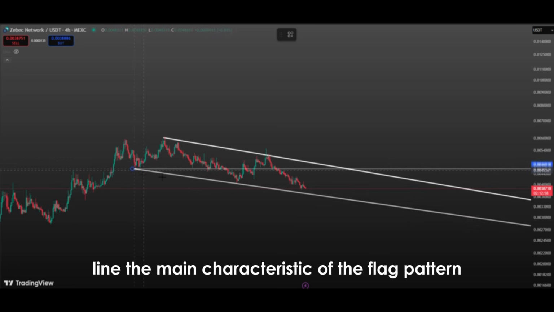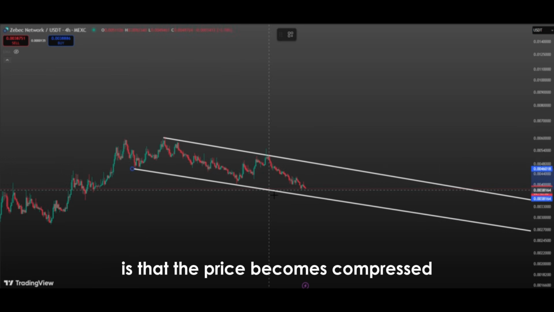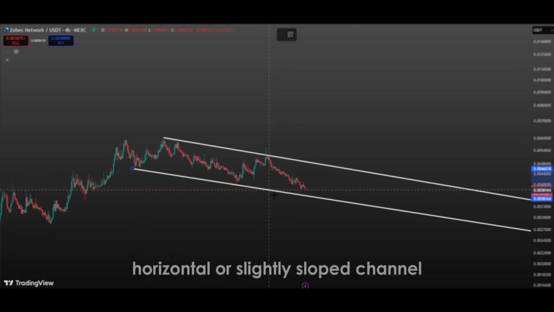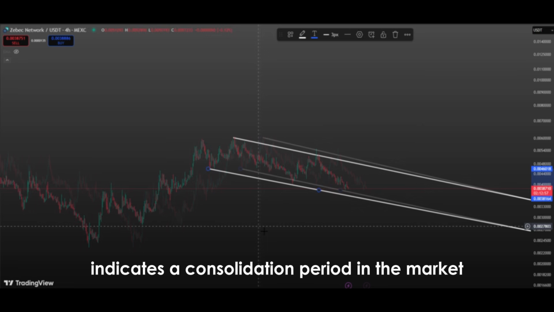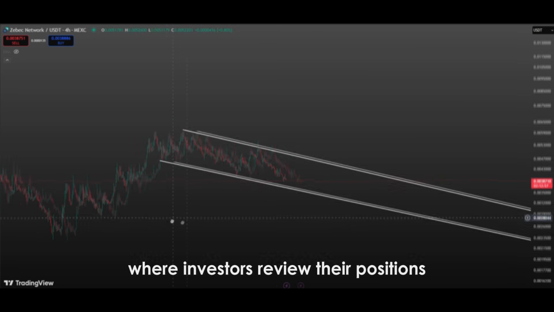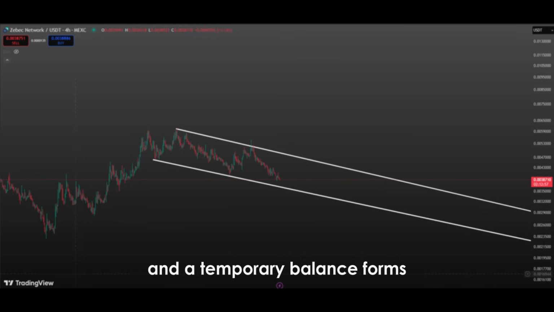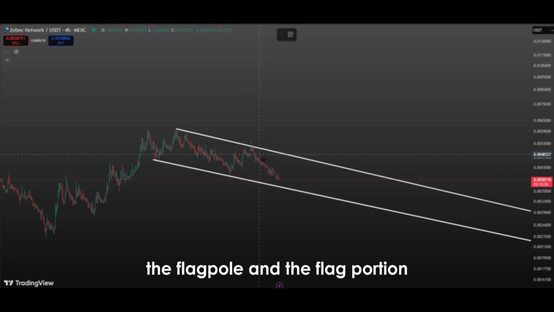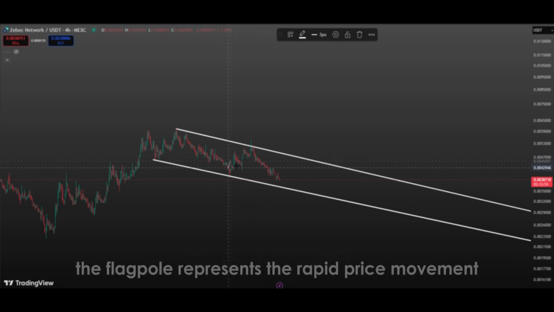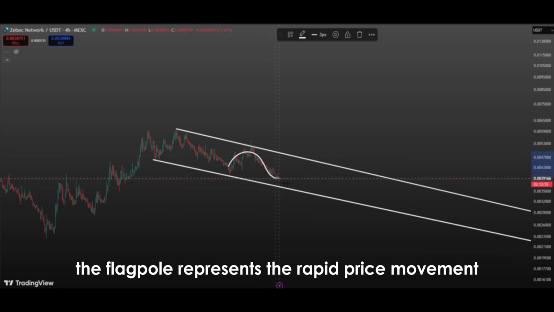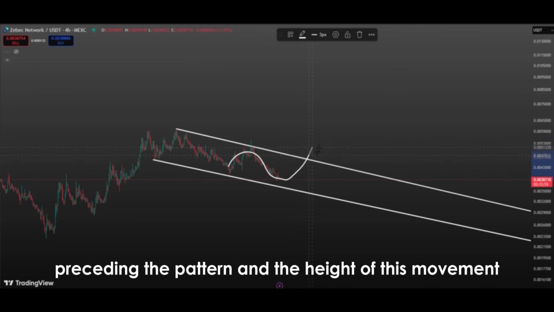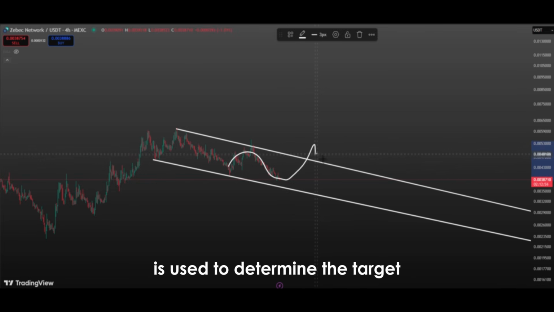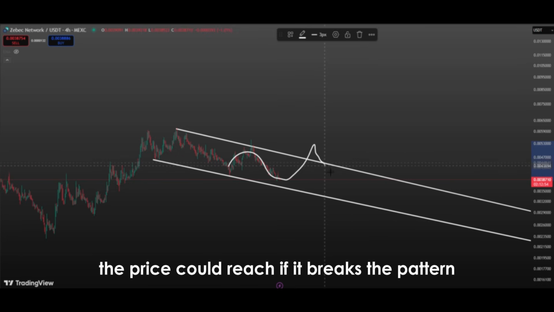The main characteristic of the flag pattern is that the price becomes compressed within a short-term horizontal or slightly sloped channel. This compression indicates a consolidation period in the market where investors review their positions and a temporary balance forms between buyers and sellers. The pattern itself consists of two main elements: the flagpole and the flag portion. The flagpole represents the rapid price movement preceding the pattern, and the height of this movement is used to determine the target the price could reach if it breaks the pattern.